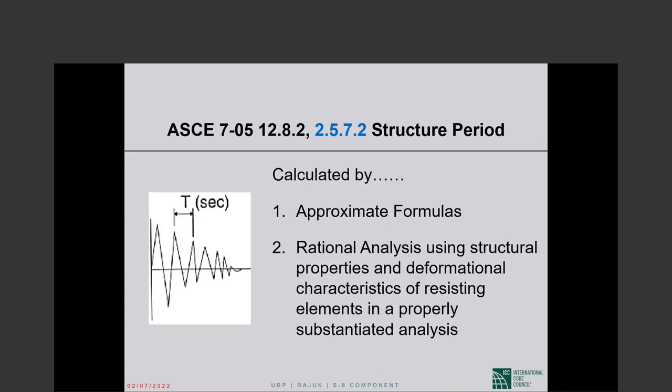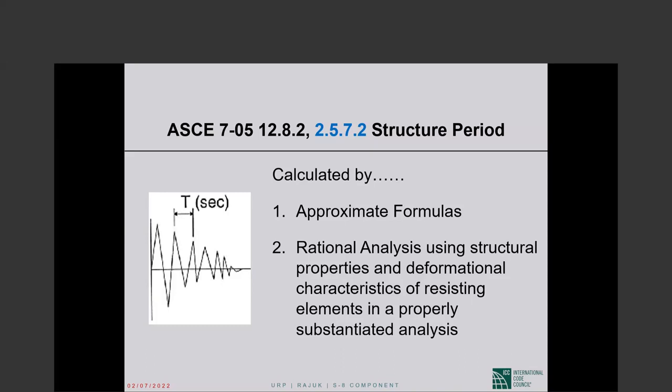Period can then be estimated by any rational procedure that is in conformance with the principles of mechanics. Okay. And when you do a rational computation of period, it always comes out to be larger than the approximate period. So you can get to lower your design base shear if you so choose. But the starting point is the approximate period.